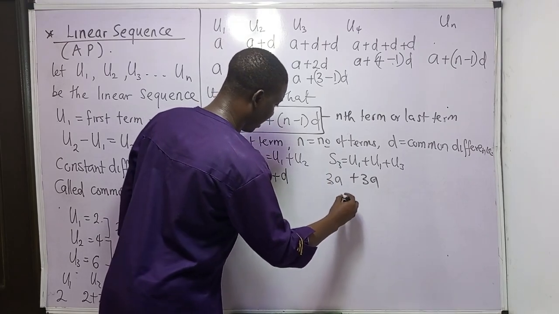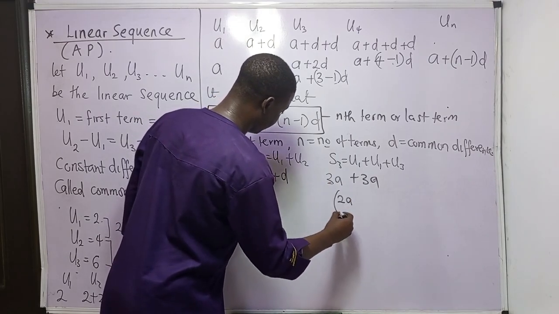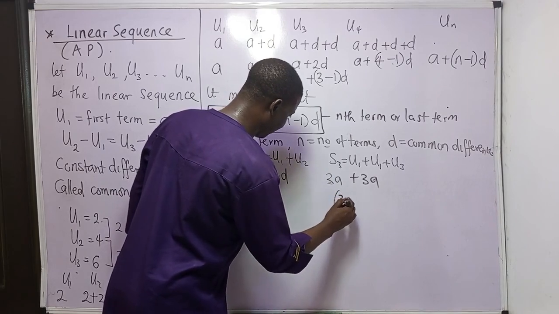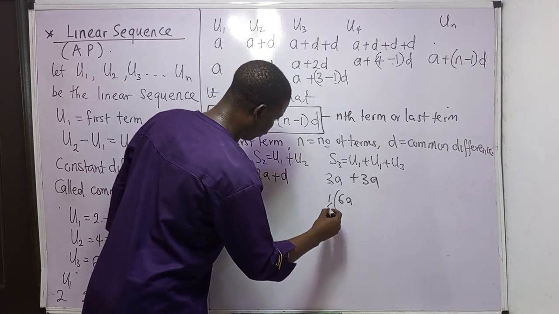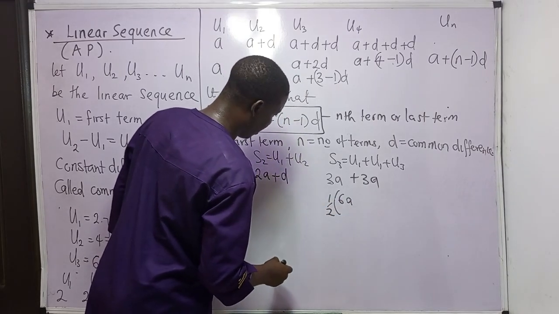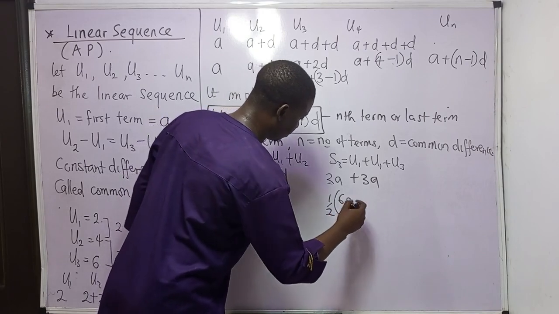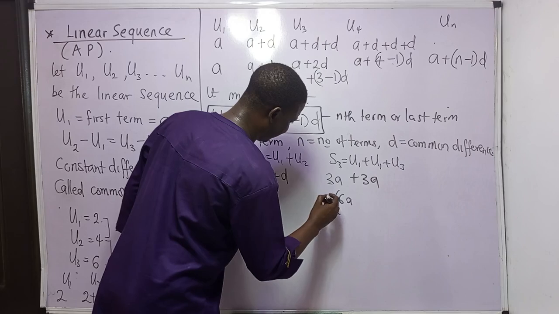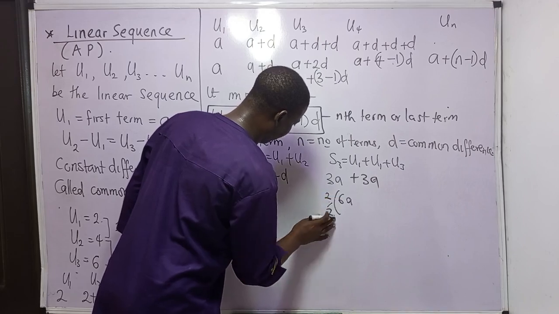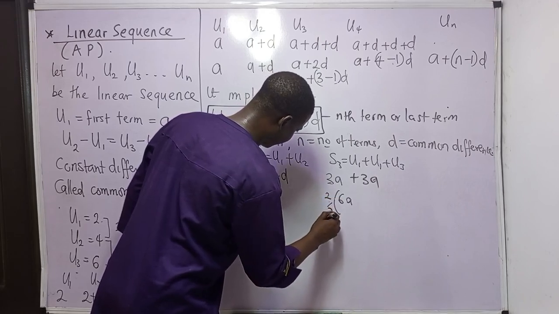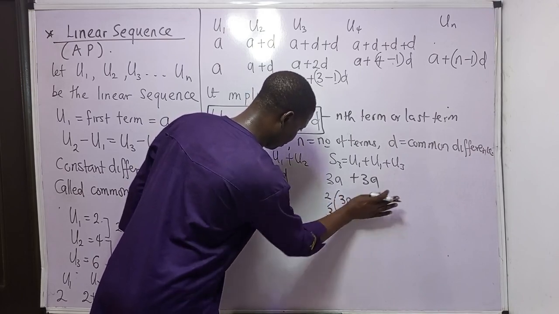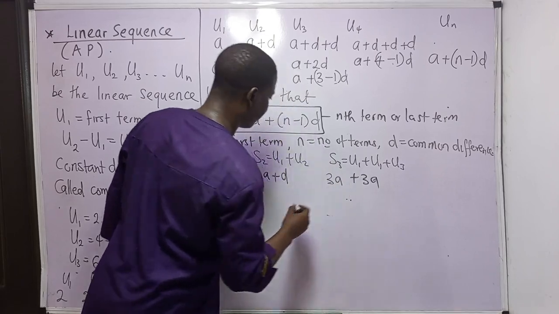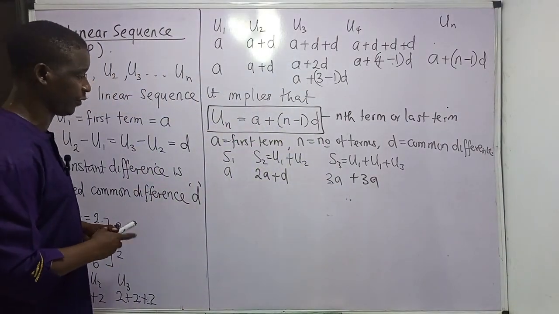If you check, we can write it as 2A or 3A or 6A into bracket 1 over 2 into bracket, well, let me even write it as 2 over 3 times what? No, let me not do it that way. There's something I want to show you first.